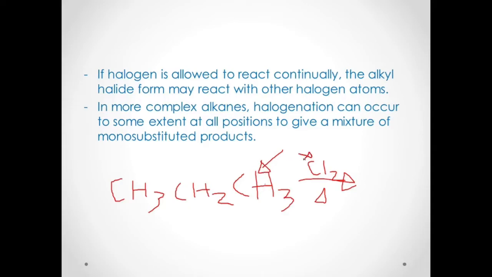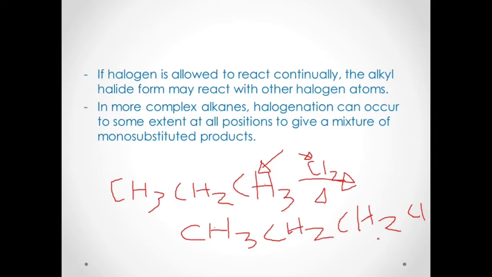Am I right? Then you will form a CH3. What would be your product? That is actually an alkyl halide. So CH3, CH2, CH2Cl, because one hydrogen is lost. That would be your product.